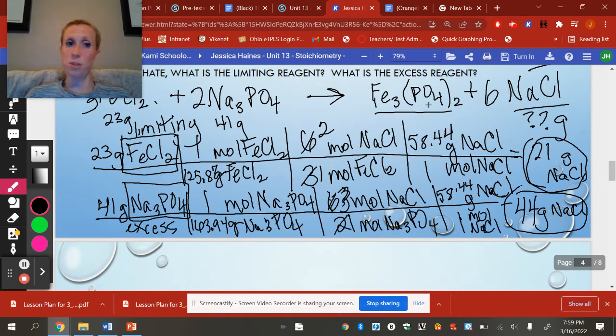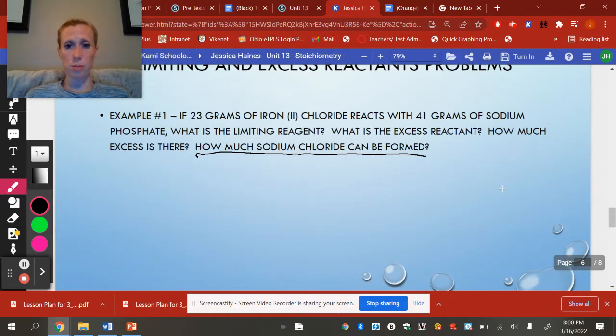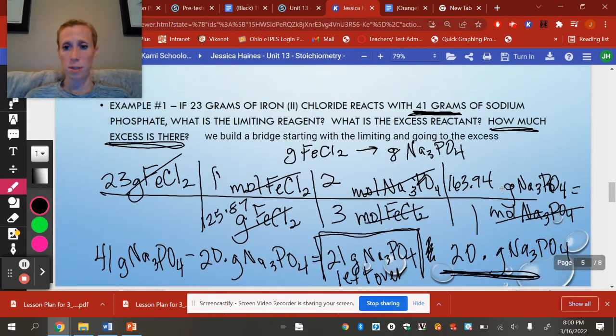Now, if you would so happen to choose the one that was not lesser, like one that was smaller and you had to add less things up, and they asked for the other one in their final question, then you'd have to go back and do it again. That's why it pays off to look ahead in the question and see if they're asking about something specific. So what they're asking in this question is, how much sodium chloride can be formed?